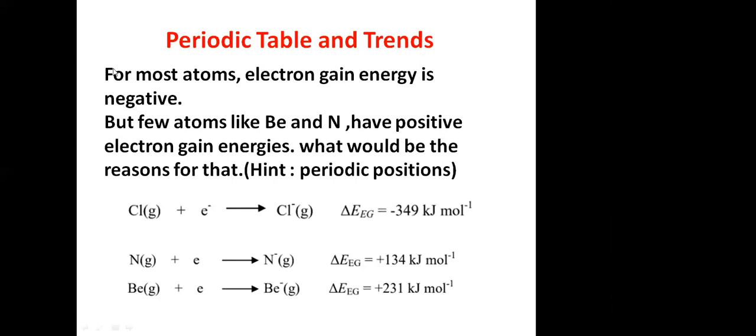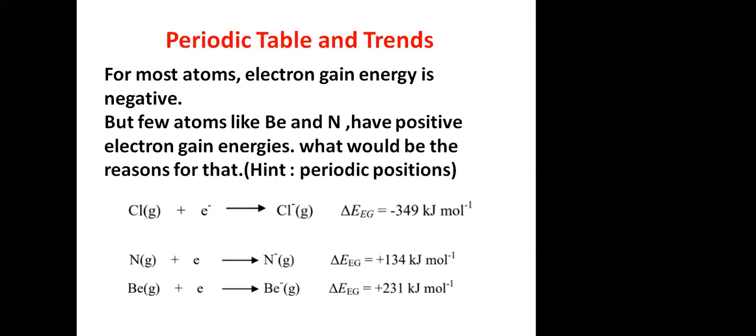So nitrogen has positive values when compared to other elements. Likewise, in beryllium also, after gaining an electron, it becomes destabilized. So the energy needed to provide is high. So the electron affinity value becomes positive.